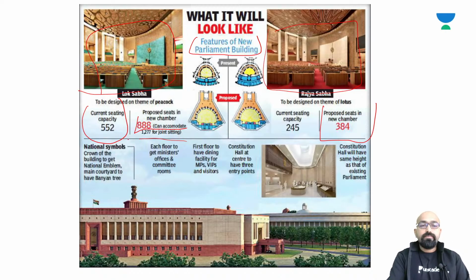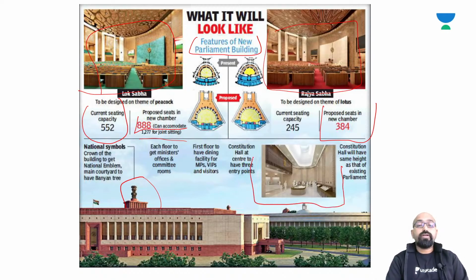Along with that, in the new parliament building, the national symbol will be placed here. It means the crown of the building will get the national emblem, and the main court will have a banyan tree, right? Now a few more features: each floor will get ministerial offices and committee rooms, the first floor will have dining facilities for MPs, VIPs and visitors, and the constitution hall at the center will have three entry points and the same height as the existing parliament. So this is the constitution hall.